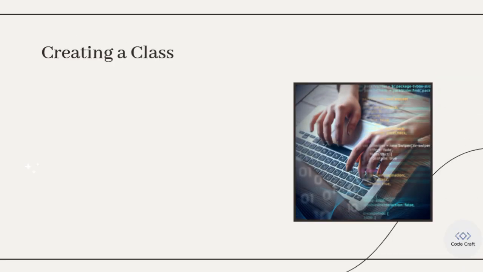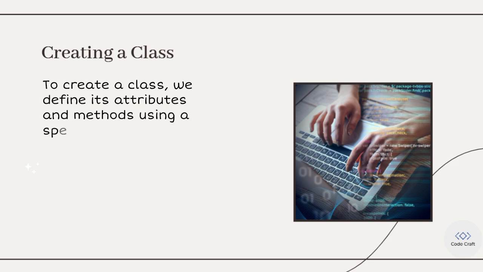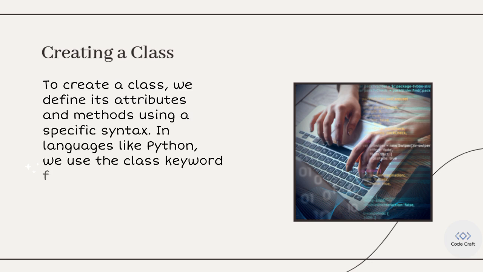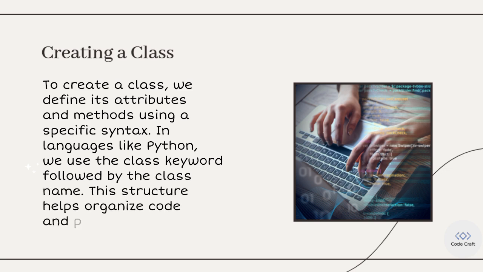Creating a class. To create a class, we define its attributes and methods using a specific syntax. In languages like Python, we use the class keyword followed by the class name. This structure helps organize code and promotes best practices in OOP.